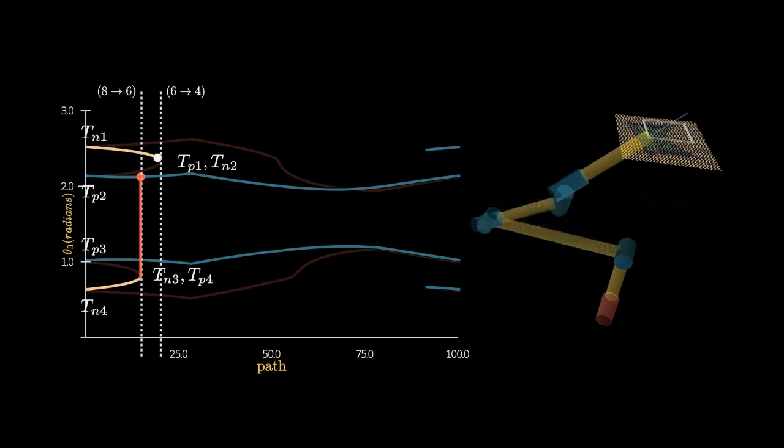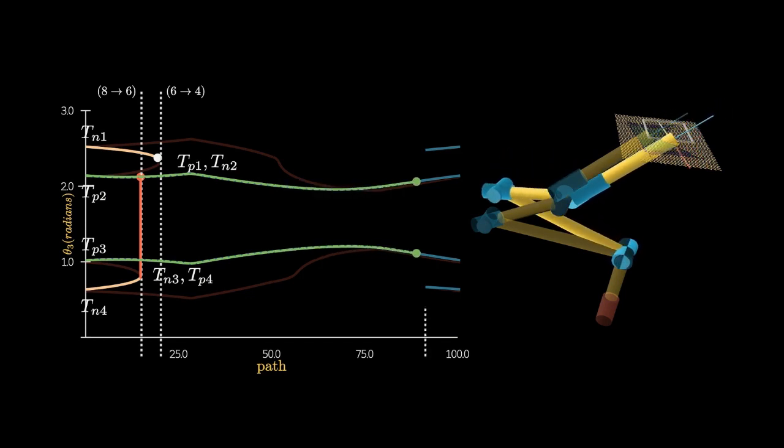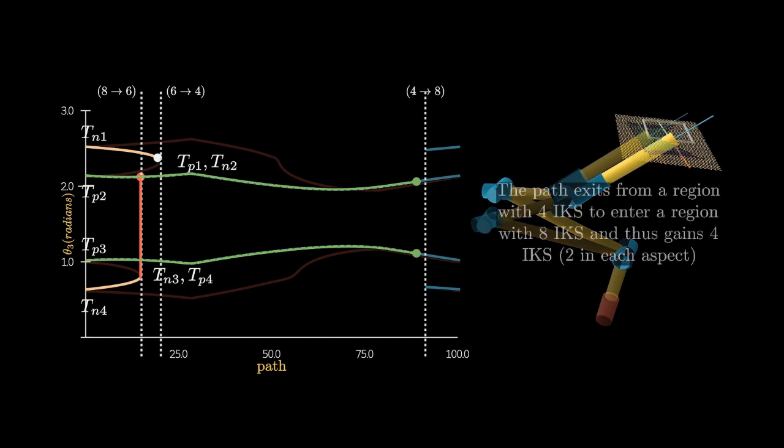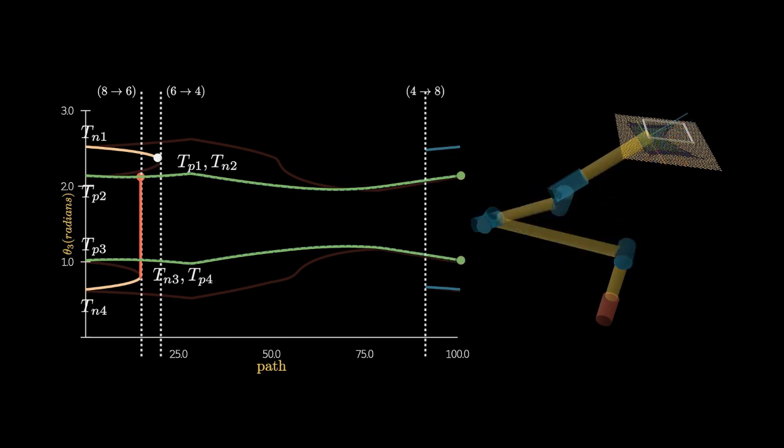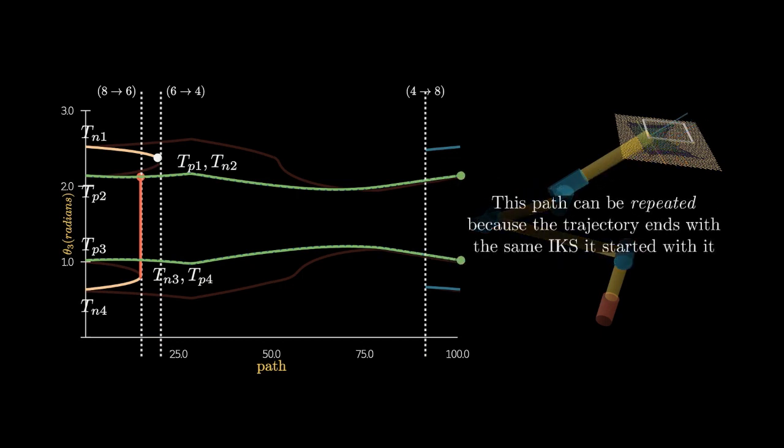Trajectories corresponding to Tp2 and Tp3, they lead to continuous and repeatable paths. They are repeatable paths because of a particular reason that we will be discussing soon. At this particular point, we are entering the green region from yellow region and we are gaining 4 inverse kinematic solution, which is never a problem. This path can be repeated because the trajectory ends with the same inverse kinematic solution that it started with, and so we can continuously repeat the path as much as we want.